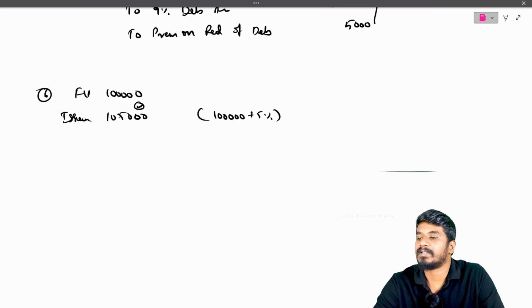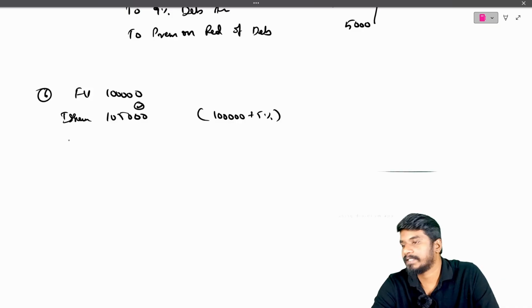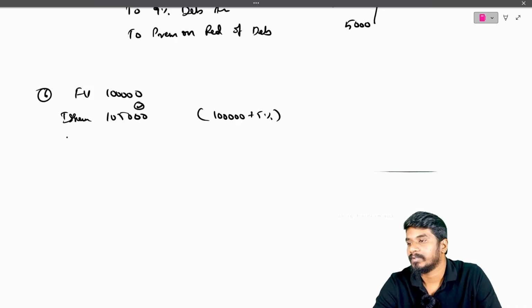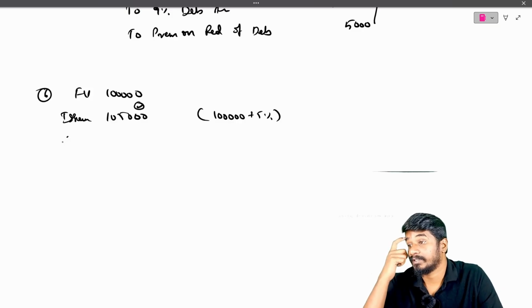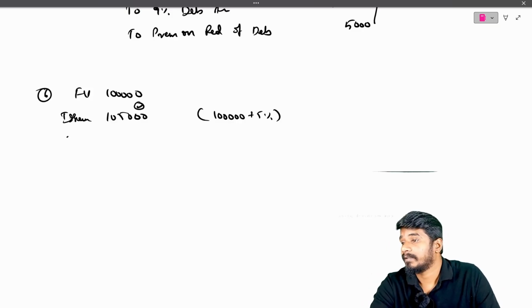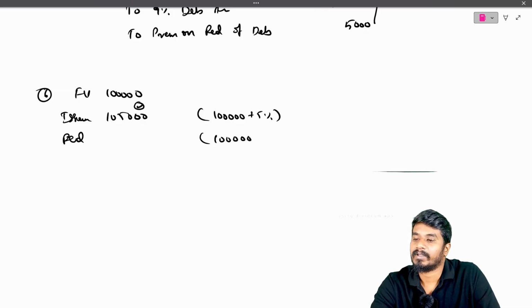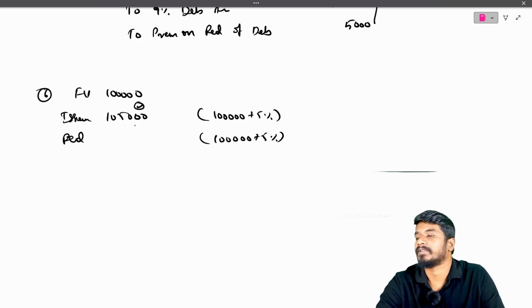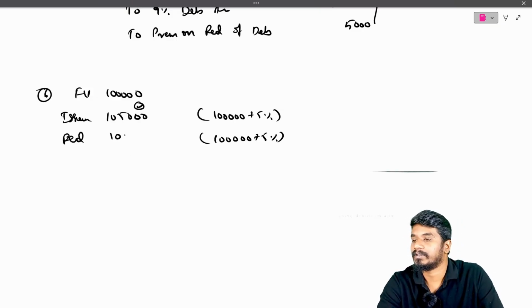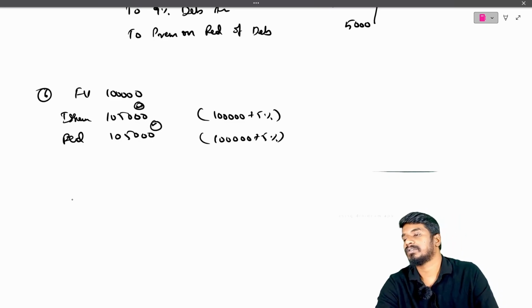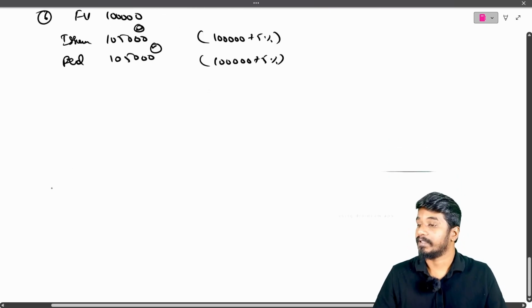Here we are getting extra 5,000. So it is not exactly income, but additional money we are receiving for the debentures, right? So at the time of redemption, we need to redeem at extra 5%. Whatever we are receiving, we need to return it back. There is no confusion. So here we are getting extra money. Here we are paying extra money. That's it. So let us see the journal entry for this.